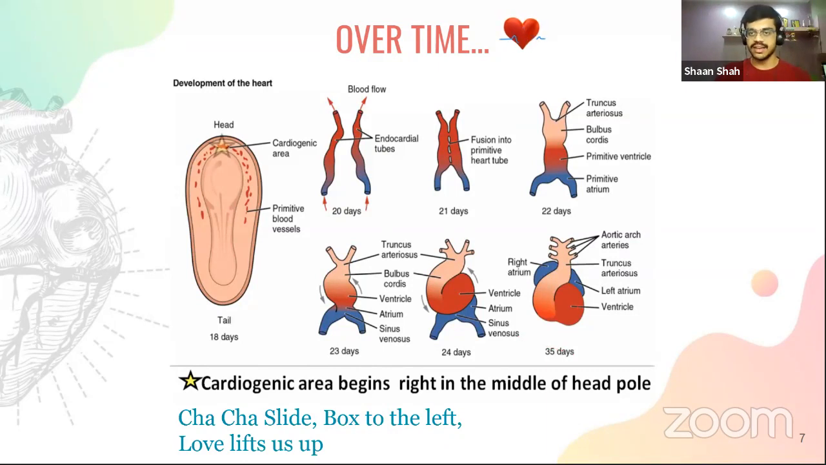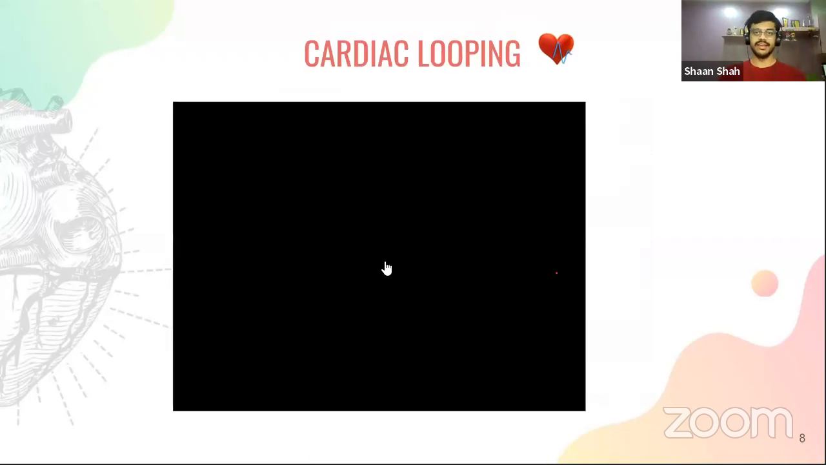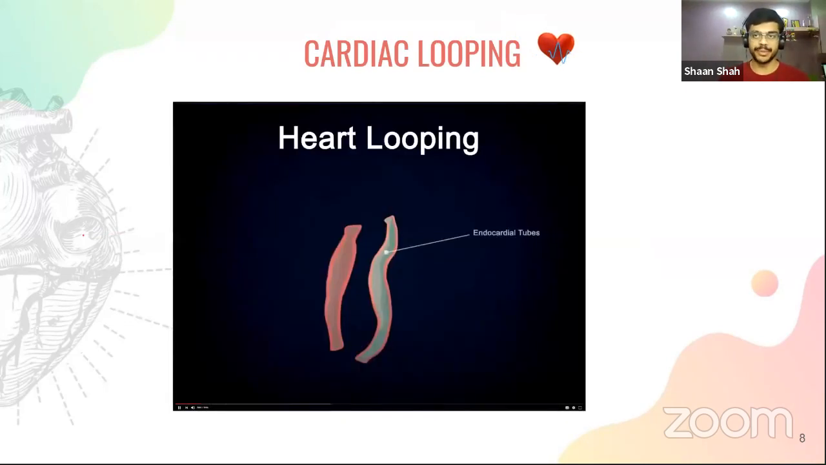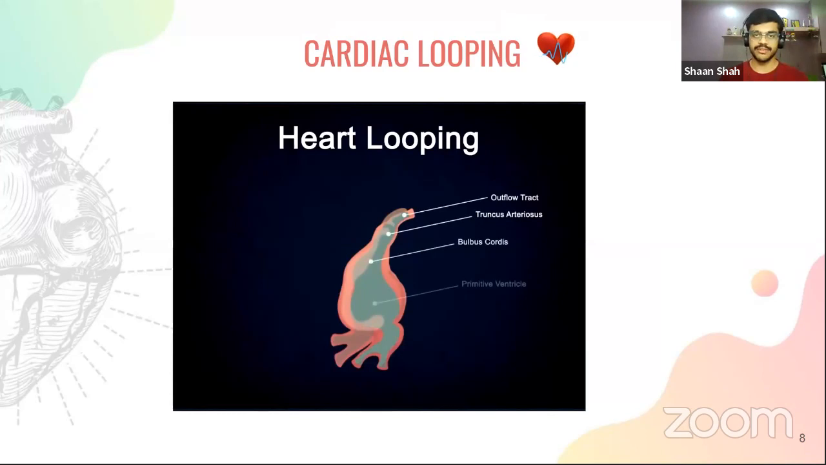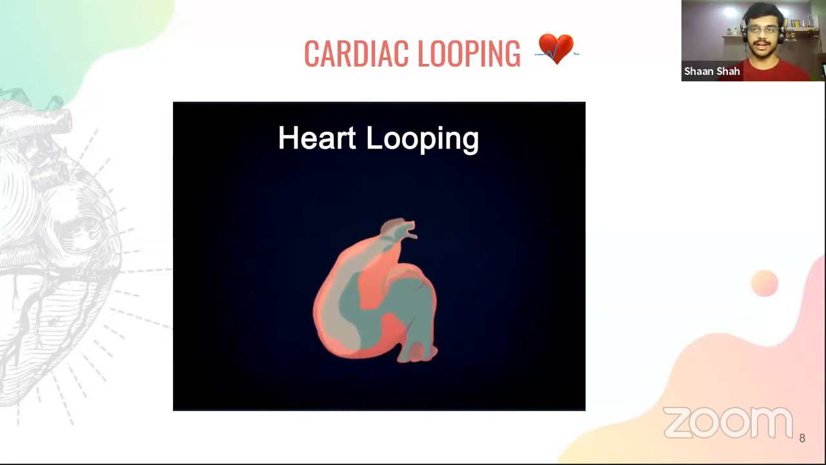So at day 35, here you can see the relative adult positioning of the heart, the 2 atria, the 2 ventricles, the truncus arteriosus, and here you can see the aortic arch arteries. Here is a small video to get a better idea of the process of cardiac looping. So the 2 primitive endocardial tubes, their fusion into single primitive heart tube, the various dilatations of primitive heart tube, and the process of cardiac looping.